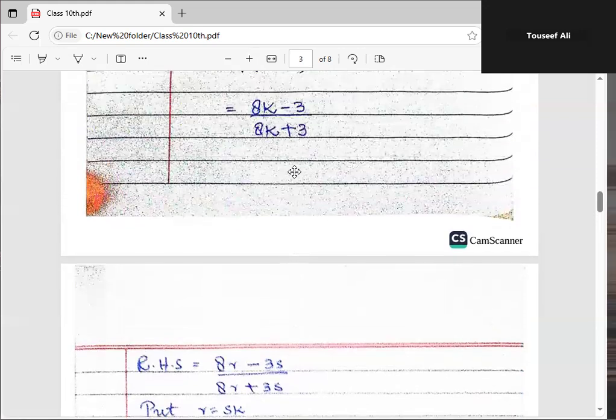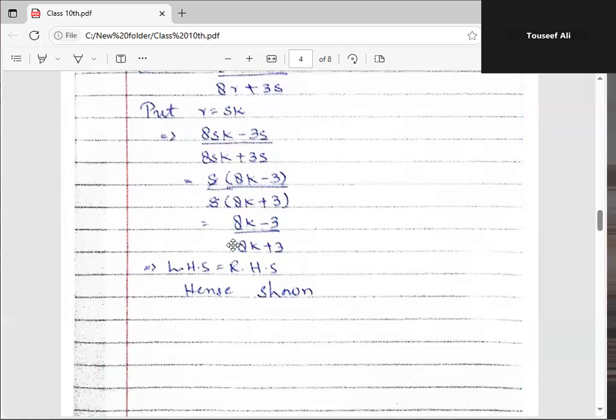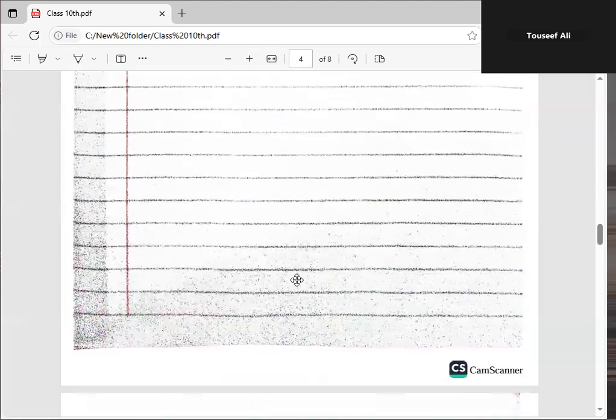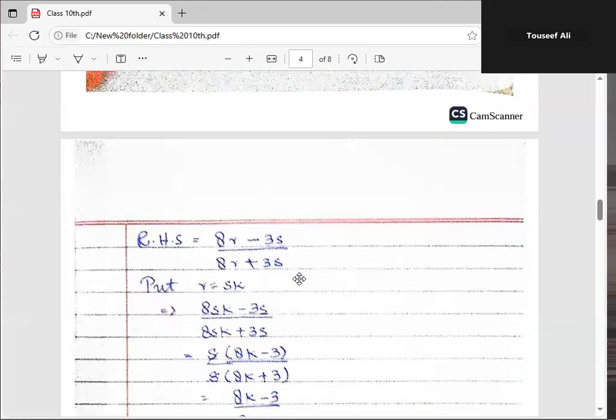Now check: the solution of the left hand side and the solution of the right hand side are the same. So left hand side equals right hand side, which is what we had to show. Hence we have shown that the left hand side and right hand side are equal to each other. I hope this question is clear for everyone.